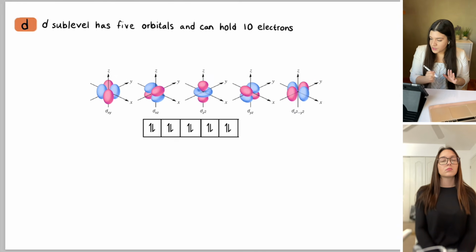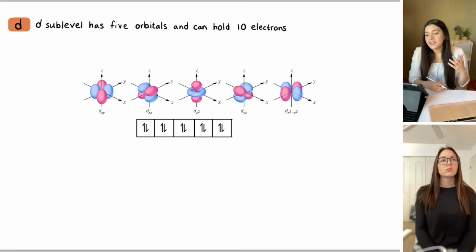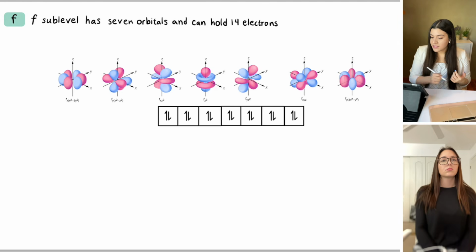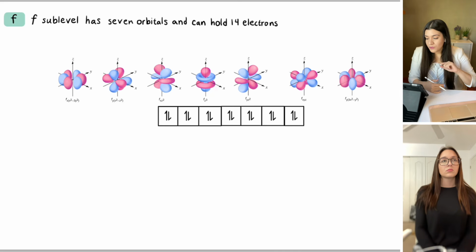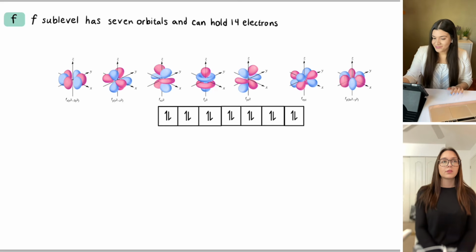And let's move on to the next one. D subshell has 5 orbitals and can hold 10 electrons. And then lastly, F subshell has 7 orbitals and that can hold 14 electrons. This is probably the rarest one that you'll see. Typically, they don't have you draw an orbital diagram for an F subshell because it's so large. But just in case, we'll do one. Okay. You never know.